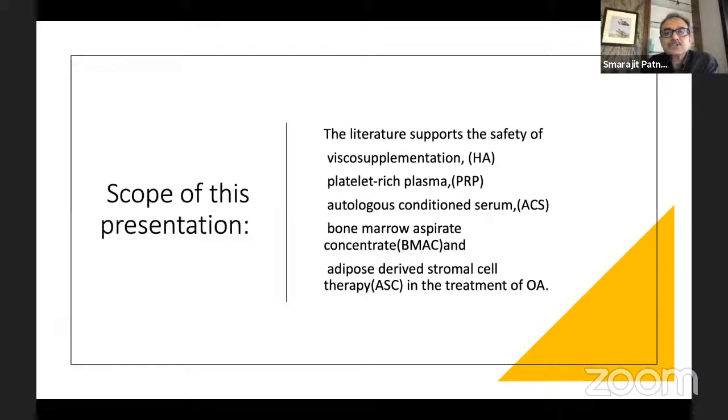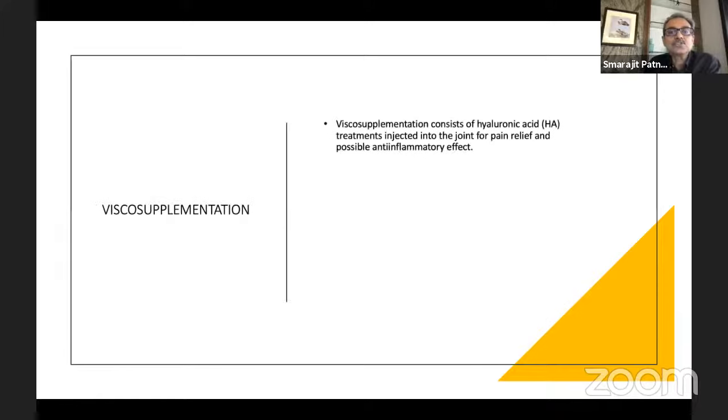So what are the different types of these substances which we have? Henceforth, as we keep on with the presentation, we will refer to viscosupplementation as HA, hyaluronic acid, the platelet-rich plasmas as PRPs, the autologous conditioned plasmas as ACS, the stem cells, the bone marrow aspirate concentrates as BMSC, and the adipose-derived stromal cell therapy as ASC in the treatment of osteoarthritis. So viscosupplementation consists of hyaluronic acid treatment, which is injected into the joint for relief of pain, and possibly also has an anti-inflammatory effect.